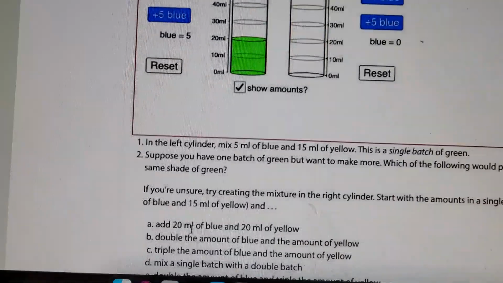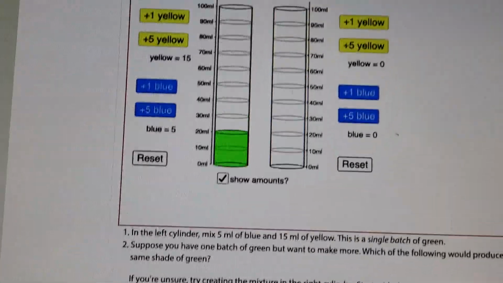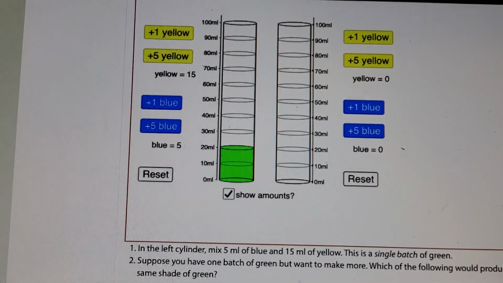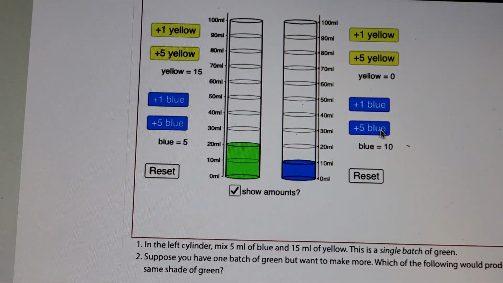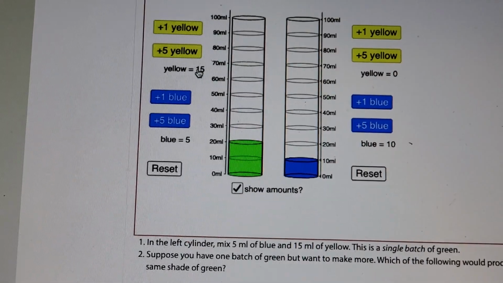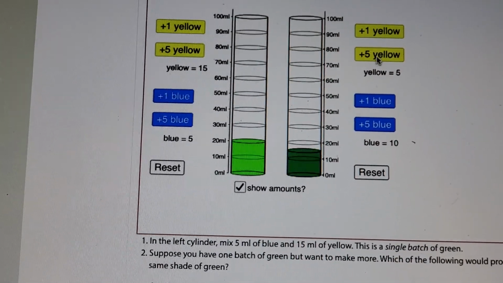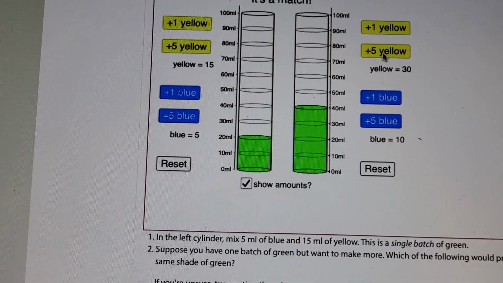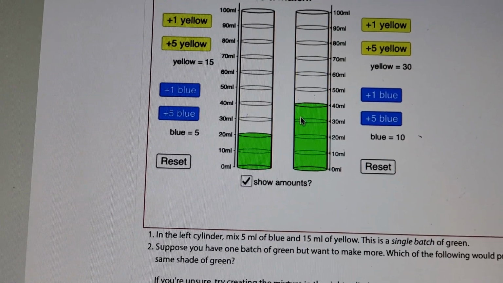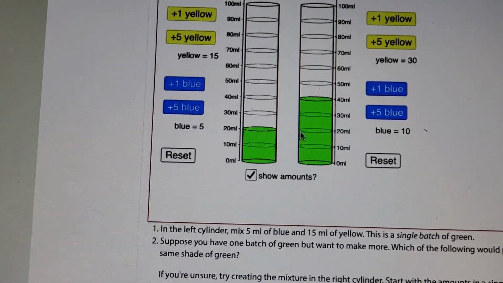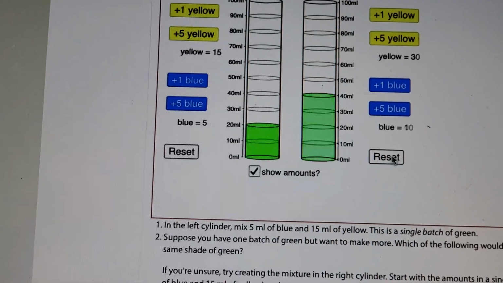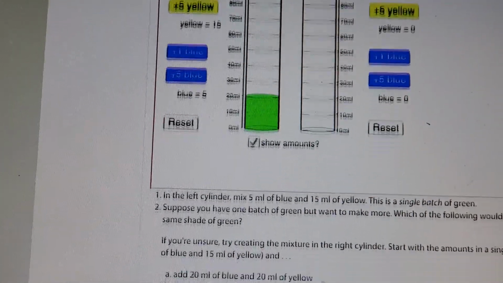B, double the amount of blue and the amount of yellow. Okay, so blue is 5. 5 times 2 is 10. And yellow is 15. 15 times 2 is 30. They look pretty much the same. Okay. So we would play around with that.